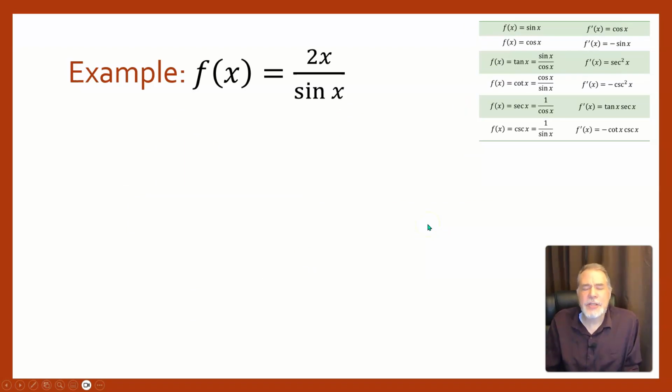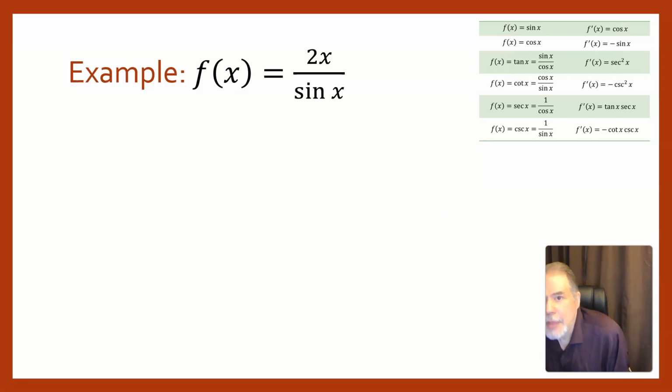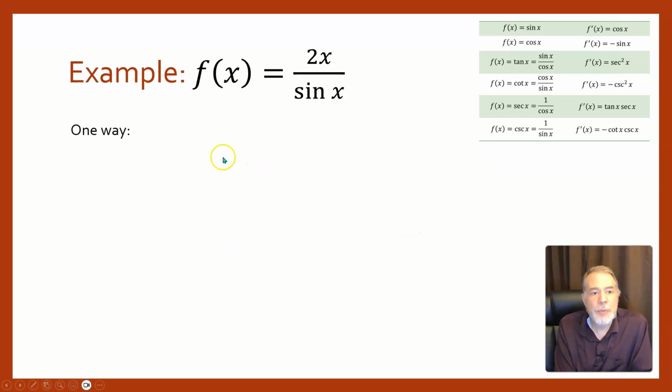So what about this example? F of x equals 2x over sine x. There is more than one way that we can go about finding the derivative of this function. One way would be to use the quotient rule. After all, the way it's written there, it sure looks like a quotient.